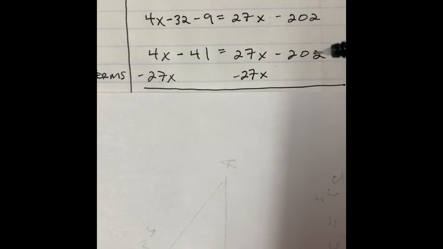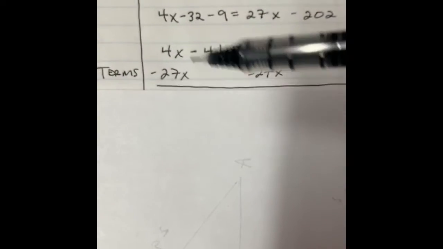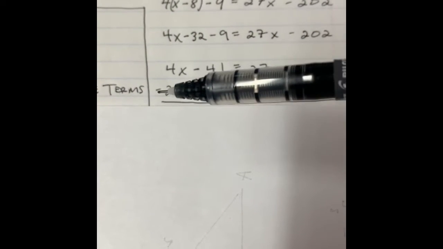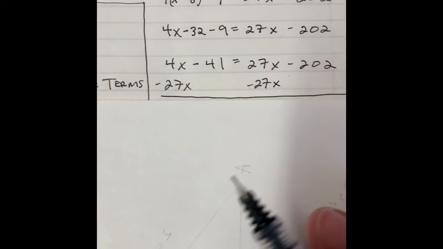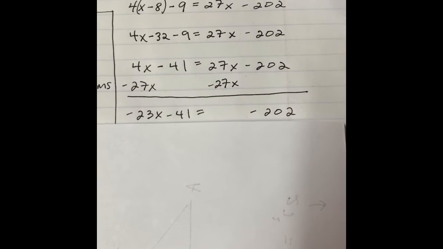-41 and -202 are going to stay exactly the same, so they're going to drop down as they are. This is where I have to be careful when I combine. I have a +4 and a -27, so I know I have to find the difference between those two. 4x minus 27x, and I have more negatives, so that's definitely going to be a negative result. In fact, it's -23x.